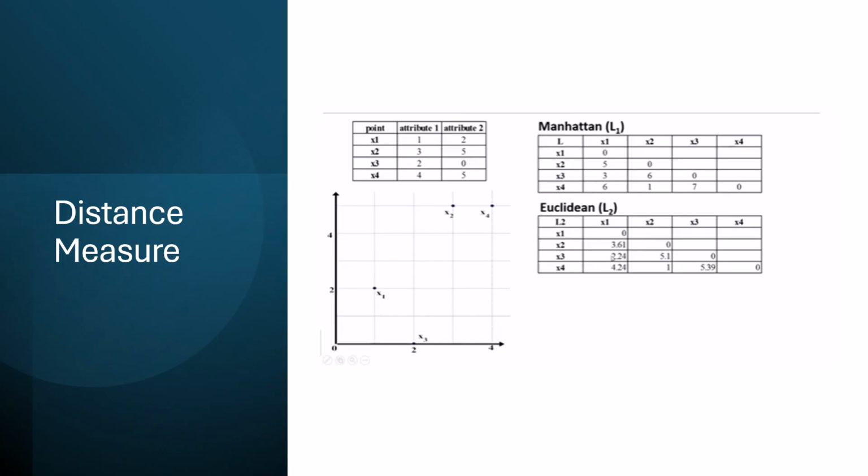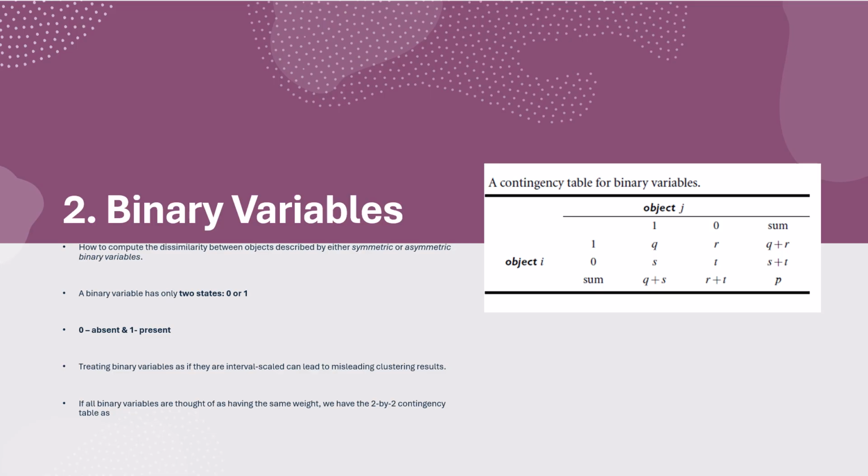Manhattan distance and Euclidean distance are calculated, that is tabulated, and those values are shown on the graph. To compute the dissimilarity between objects described by binary variables.